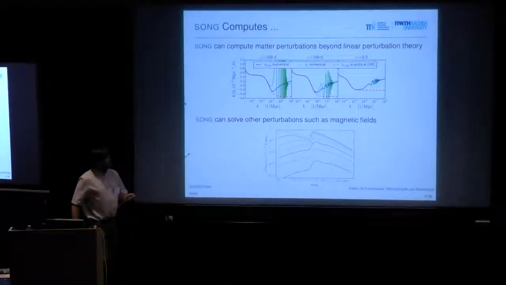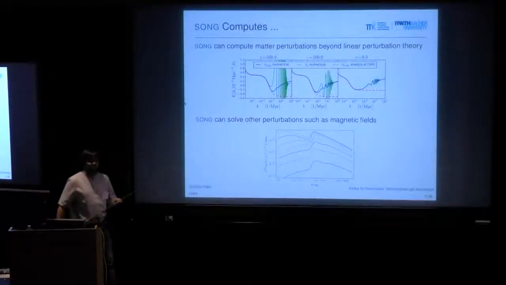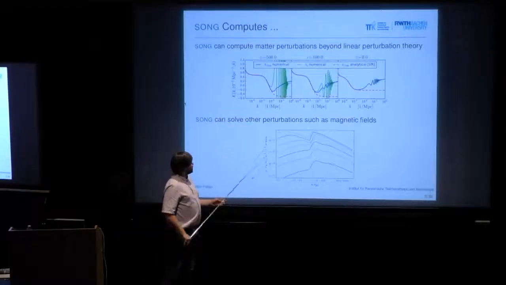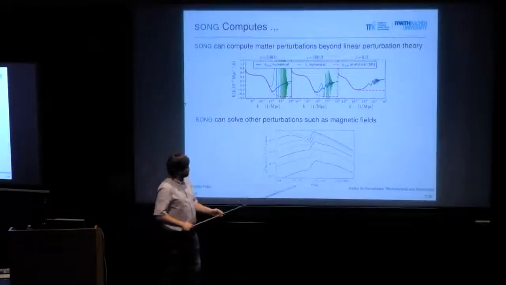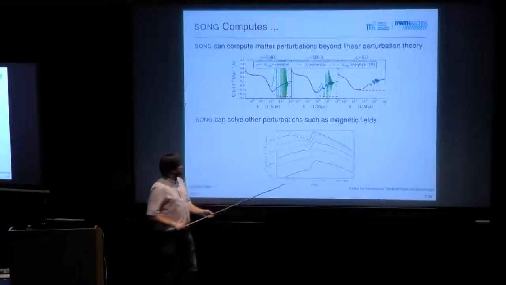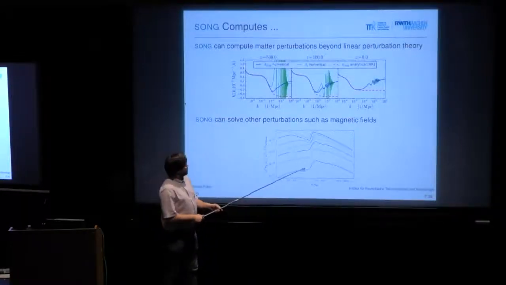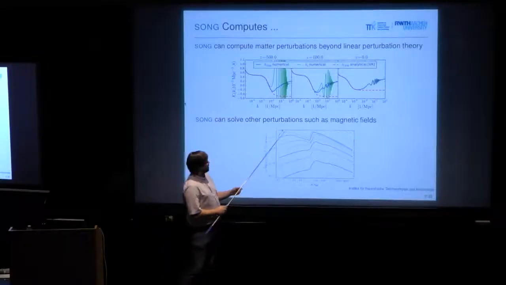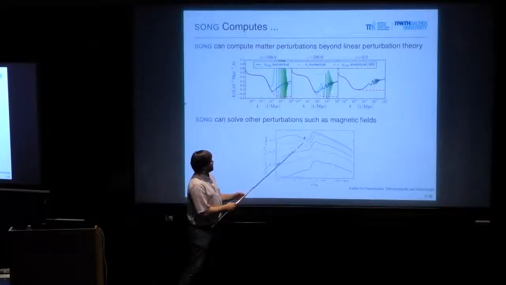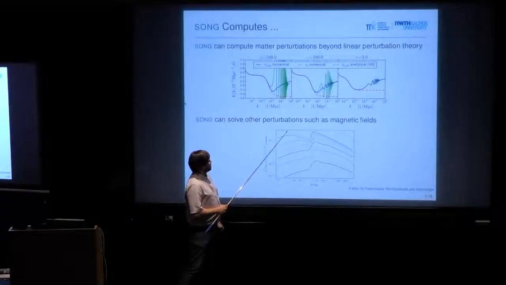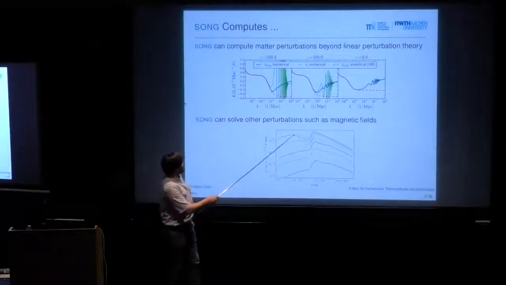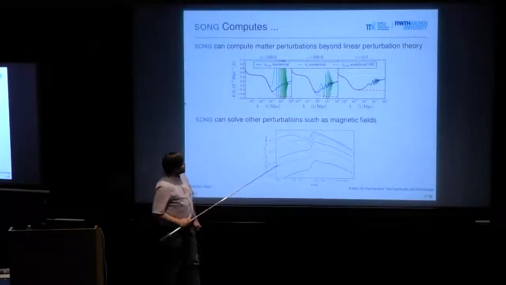Then I also mentioned this one, we can also use SONG to compute magnetic fields. And this plot here shows magnetic field strength over time in scale factor. And the different lines correspond to different scales. And what you see is that the magnetic fields, they are diluted as soon as the mode enters the horizon. So this mode enters the horizon here, and then the magnetic field strength is just diluted. This mode enters the horizon a bit later, this again later.